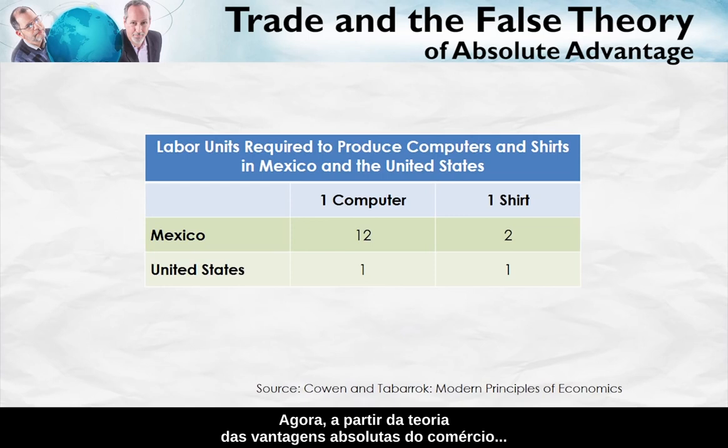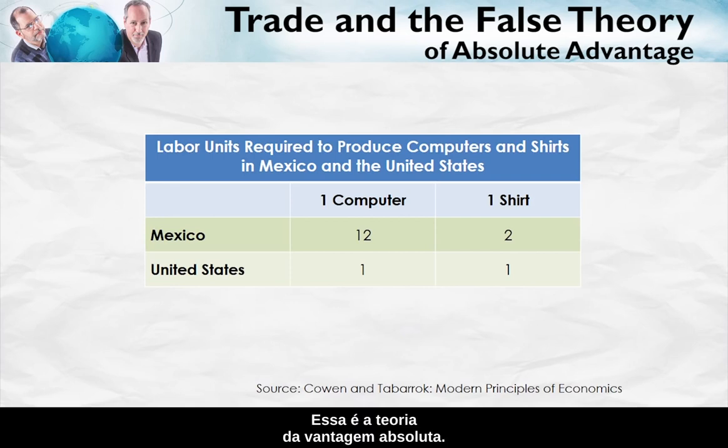Now, from the absolute advantage theory of trade, it may seem obvious that there in fact will be no trade here. It may seem obvious that the United States will outcompete Mexico on all margins. After all, the United States in this example is much more productive at producing computers and also more productive at producing shirts than Mexico. So this is a case where we might think, well, the United States is so much better at producing both computers and shirts that certainly there's no reason for the United States to trade with Mexico, its less productive neighbor.